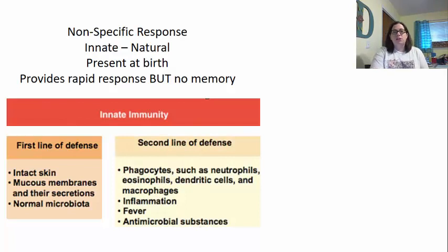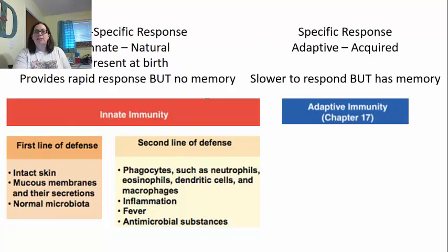The second line of defense are your phagocytes. These are going to be like neutrophils, eosinophils, dendritic cells, and macrophages. When I say that they do phagocytosis, they're the ones that are going to consume and eat the invader and then kill it from the inside, kind of like Pac-Man in a sense. We also see that there's inflammation, fever, and antimicrobial substances. On the other hand, with the specific response, or the adaptive or acquired immunity, this is slower to respond, but it does have memory. So this is going to create memory cells, which allows you to remember it in future cases so that you can fight it faster.